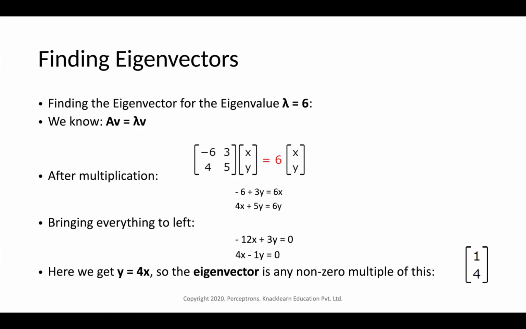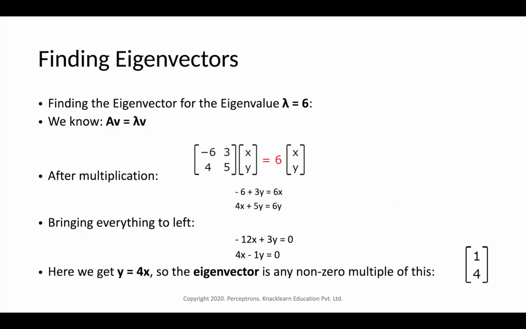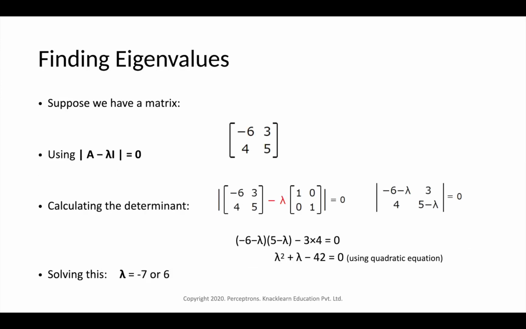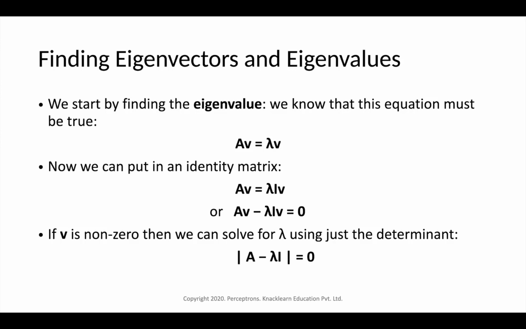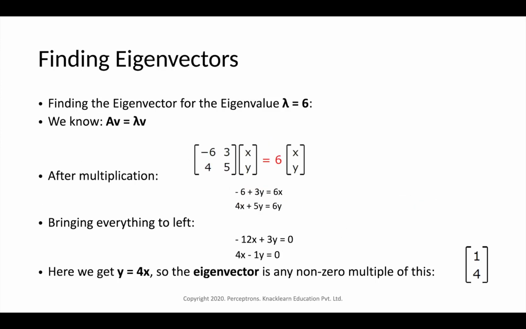So now we have found the eigenvalue. Now we'll see how to find the eigenvector. So finding the eigenvector for this eigenvalue, λ = 6: we know that Av = λv. So we can take [−6, 3; 4, 5], and v is nothing but X and Y, the vector that we have to find, equal to 6 times [x, y]. We are using the same eigenvalue equation that we saw first.